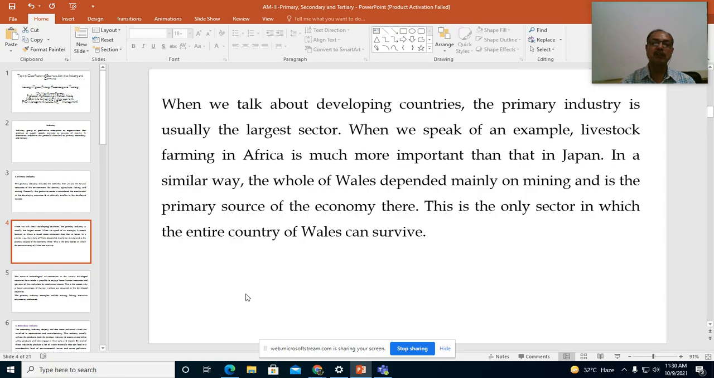When we talk about developing countries, the primary industry is usually the largest sector. For example, livestock farming in Africa is much more important than that in Japan. In a similar way, the whole of Wales is dependent mainly on mining, which is the primary source of economy there. This is the only sector in which the entire country of Wales can survive. And if we talk about our country, we are dependent on agriculture.